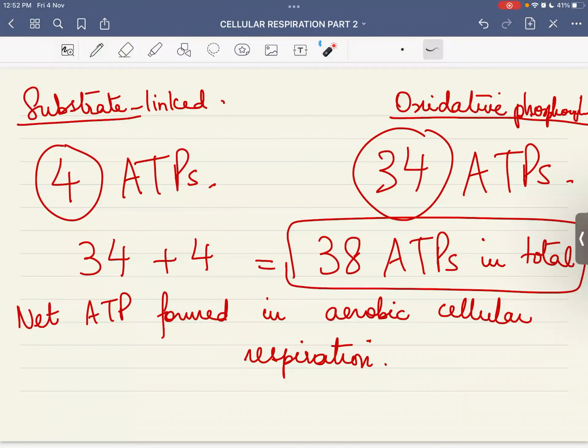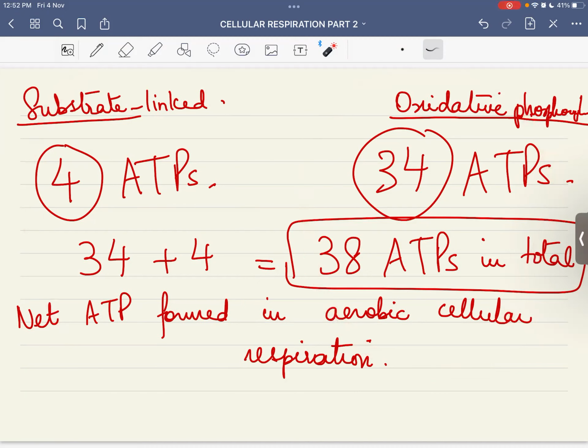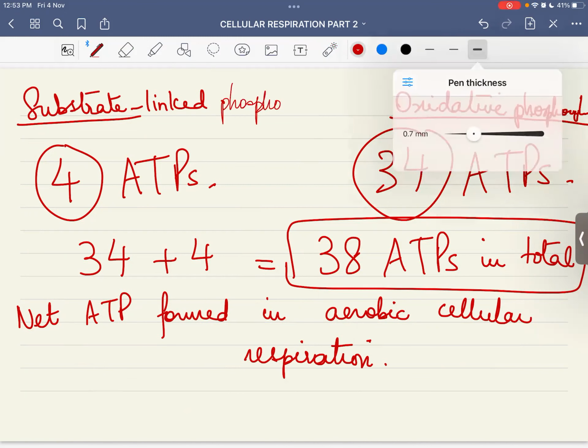So 4 ATPs from substrate link phosphorylation and 34 ATP. Now you see, अभी पीछे मैंने स्लाइड पे क्या बताया था कि ज्यादा ATP कहाँ से मिल रहे हैं? केमिकल पोटेंशियल से या इलेक्ट्रिकल पोटेंशियल से? इलेक्ट्रिकल. ये जो है ना, this is electrical potential energy and this one is chemical potential energy. Anything, जब भी आपको ये नाम नजर आता है ना, substrate linked phosphorylation, इसका मतलब ही ये है कि ये chemical potential energy है. And chemical potential energy will always give you less ATPs. Electrical potential energy will always give you more ATPs.